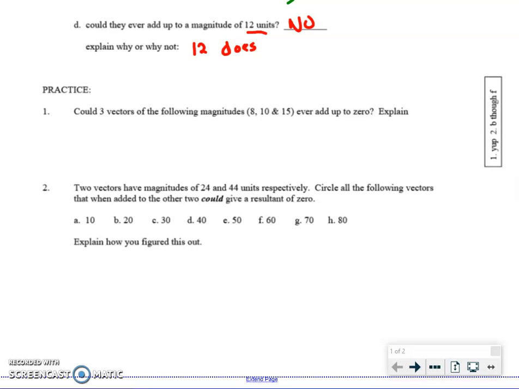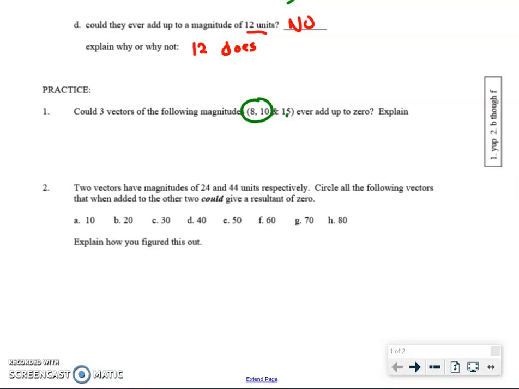Okay, so the short answer is yes, they could. How are you supposed to figure that out if you weren't sure? You guessed yes, maybe you got it right, or you guessed no, and you got it wrong. There's a number of ways you can do this, but the easiest way is you just take any two of the vectors in question. In this case, I'm just going to choose the 8 and the 10. And I ask myself, could 15 ever add up to 8 and 10? Or could 8 and 10 ever add up to 15?